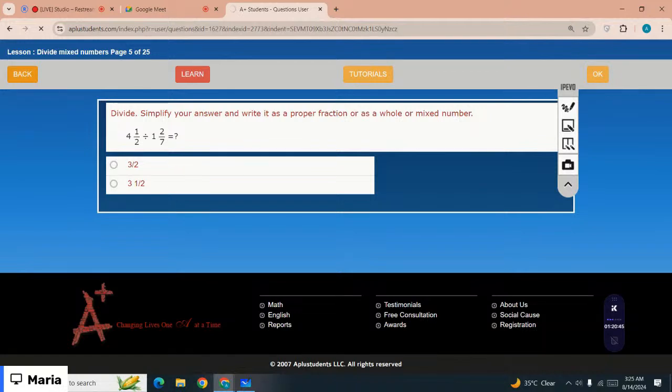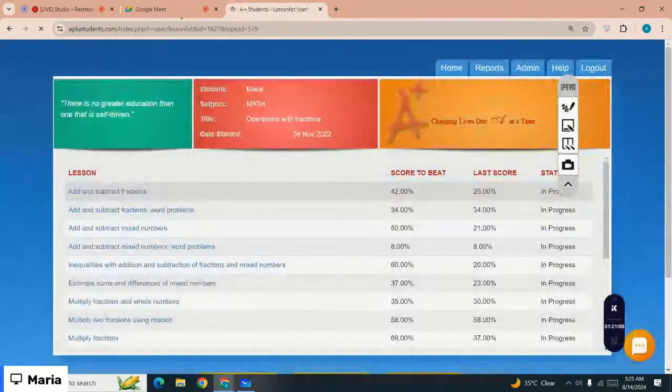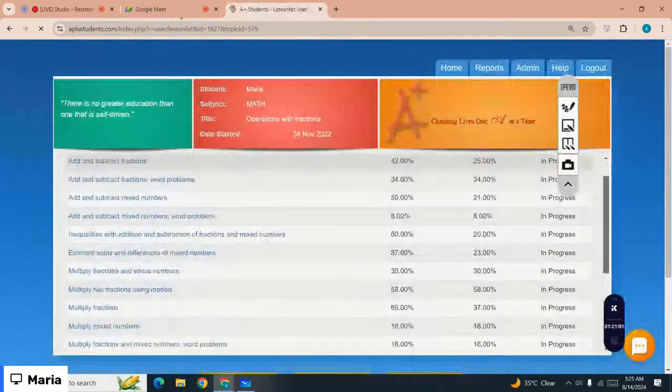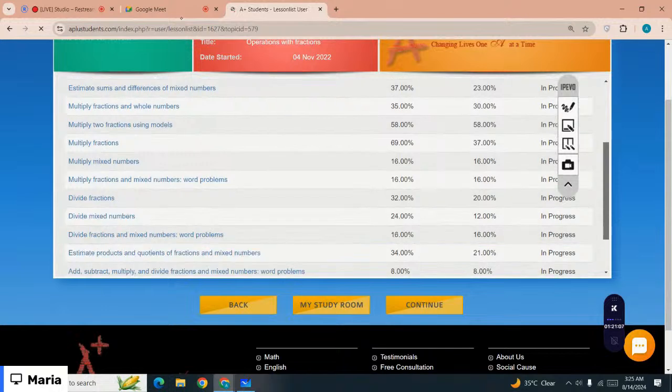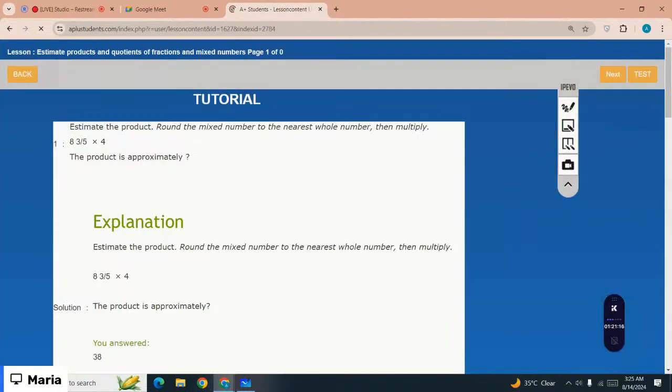The next lesson is mixed numbers word problems. You can do the word problems on your own. The next one is estimate products and quotients of fractions and mixed numbers. So let's just start with the lesson.